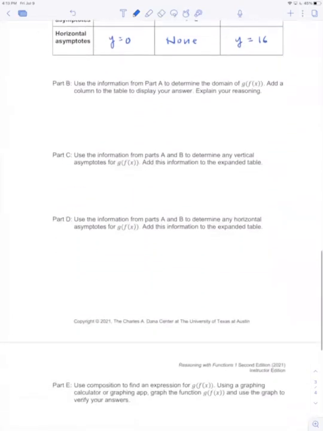There's one more part here, and that is part E. It says use composition to find an expression for g of f of x. Using a graphing calculator, graph the function g of f of x, and use the graph to verify your answers. Okay, so if we have g of f of x, that's g of 1 over x, which is 1 over x plus 4, and that quantity is going to be squared.